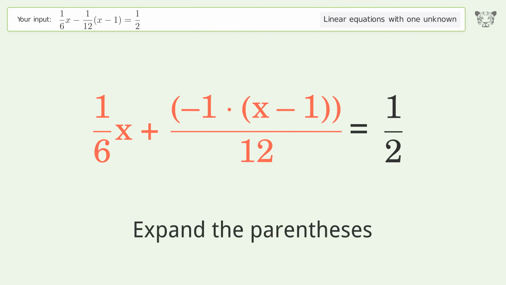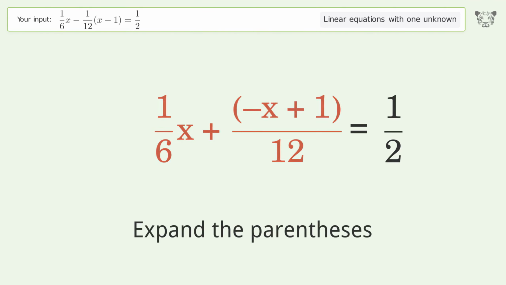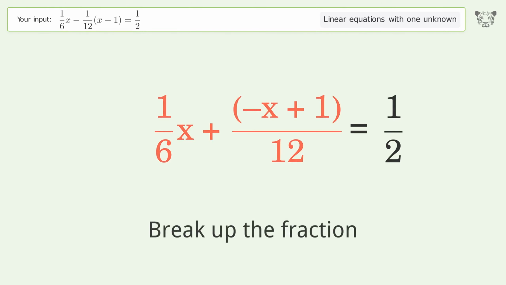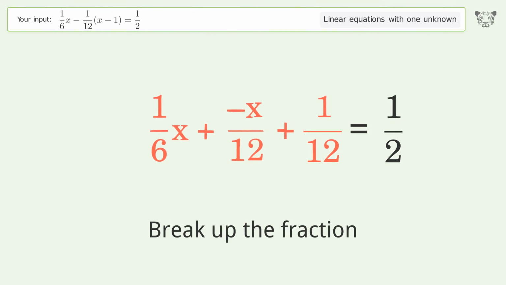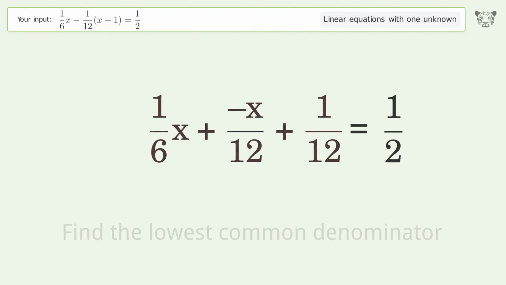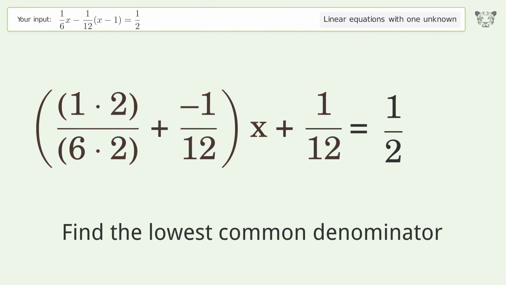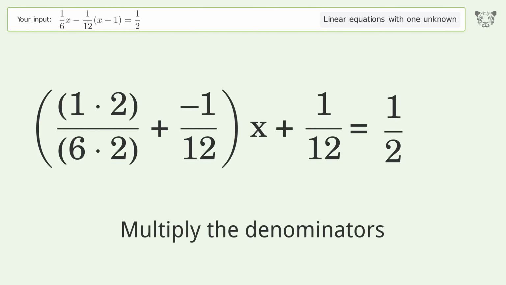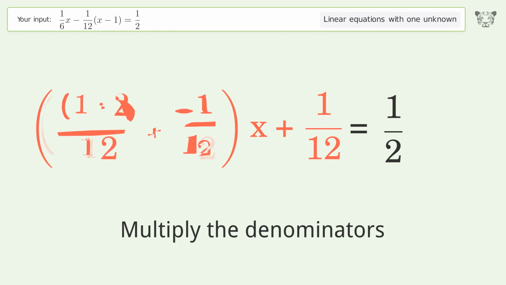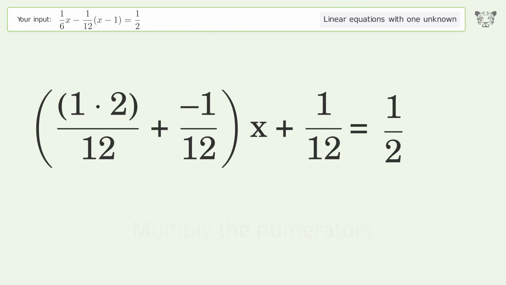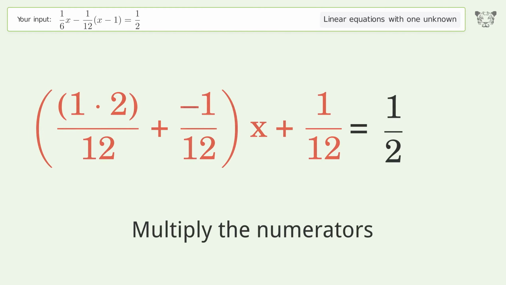Expand the parentheses. Break up the fraction. Find the lowest common denominator. Multiply the denominators. Multiply the numerators.